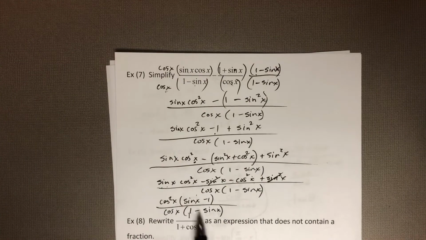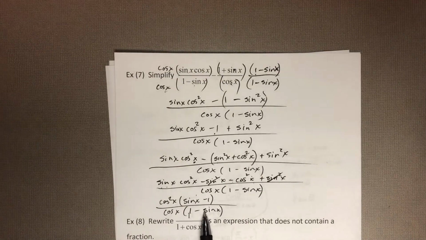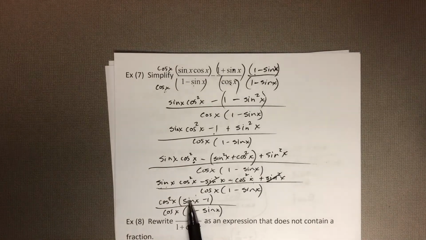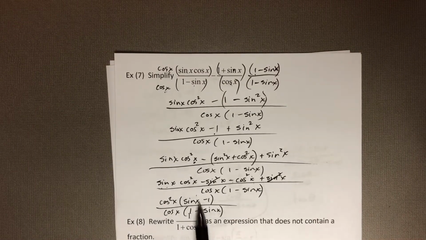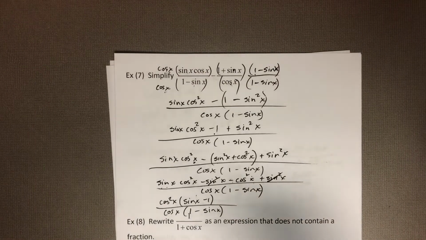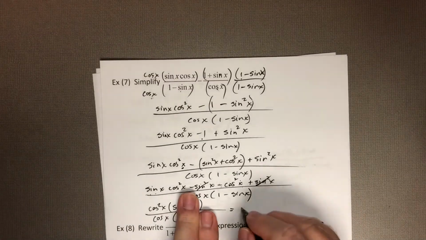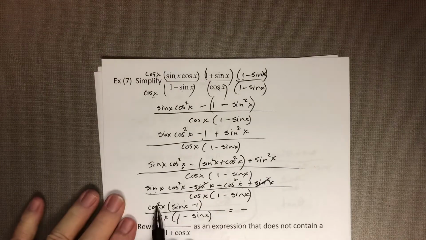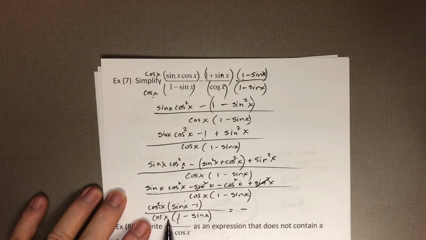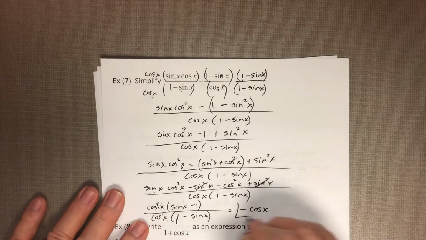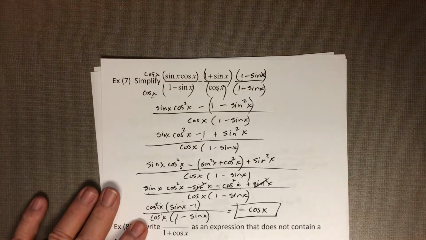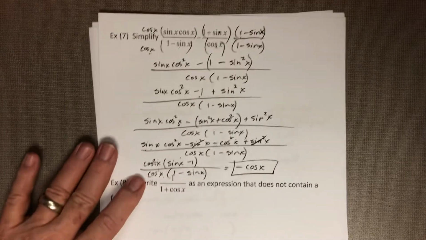Well, if you look at these two, they are opposites. If you change the sign on this one, you'll get that one. Or if you change the sign on that one, you'd get this one. And if you divide opposites, that's negative 1, to be precise. So I'm going to put that negative. And over here, the cosine squared of x divided by the cosine of x is just the cosine of x. So that's simplified to negative the cosine of x.